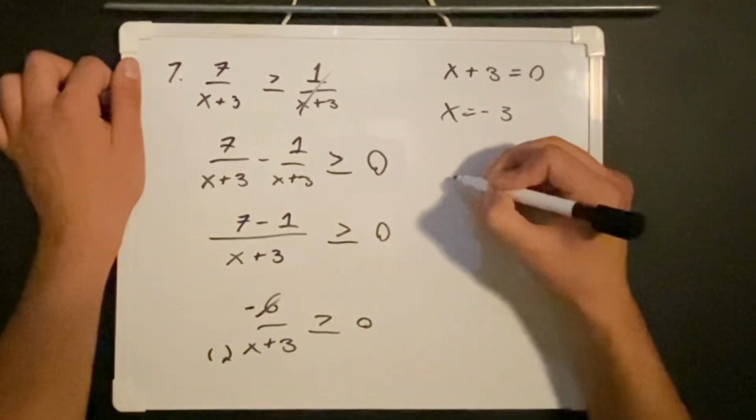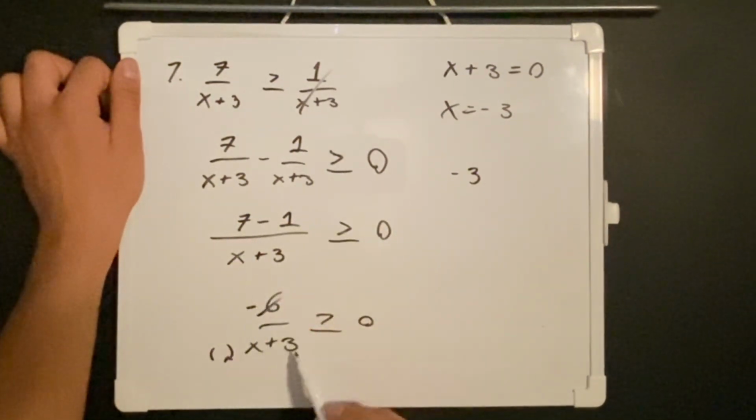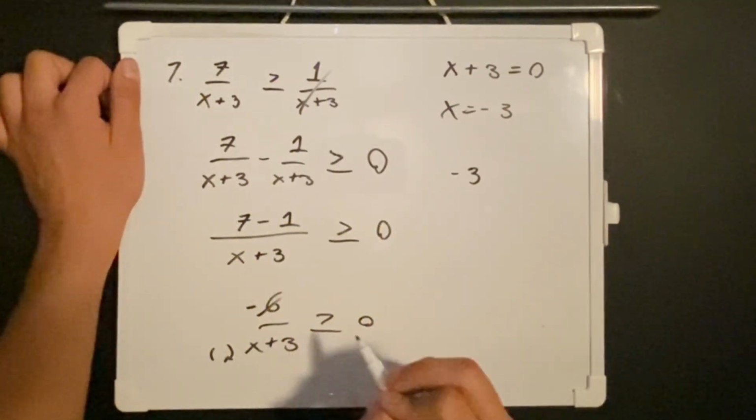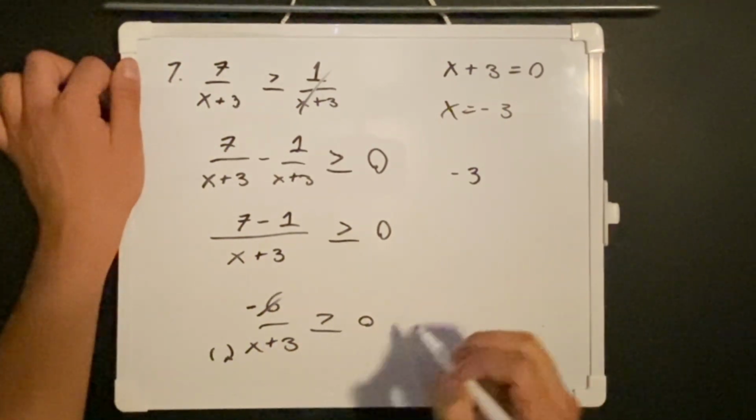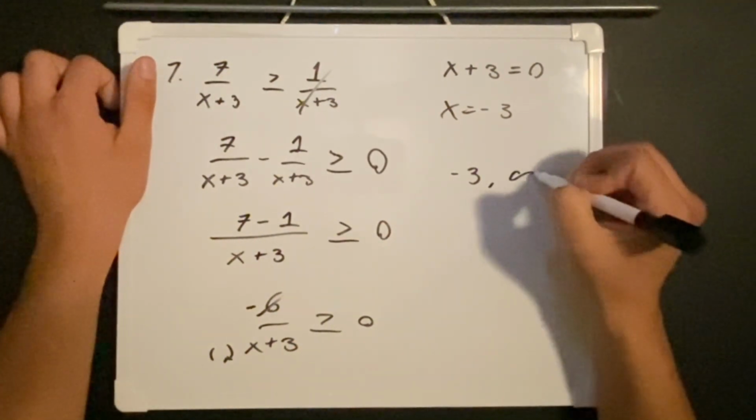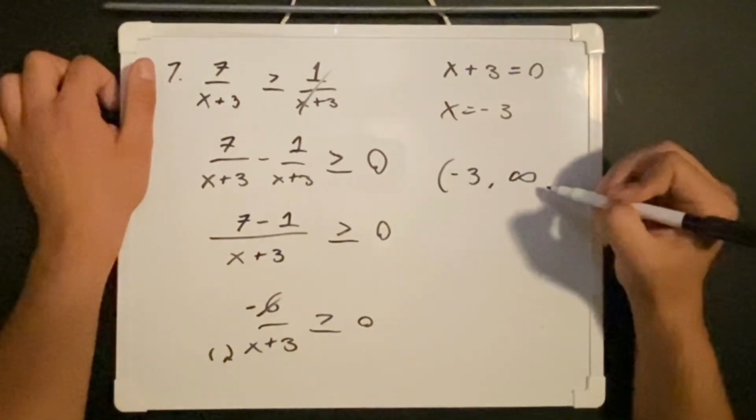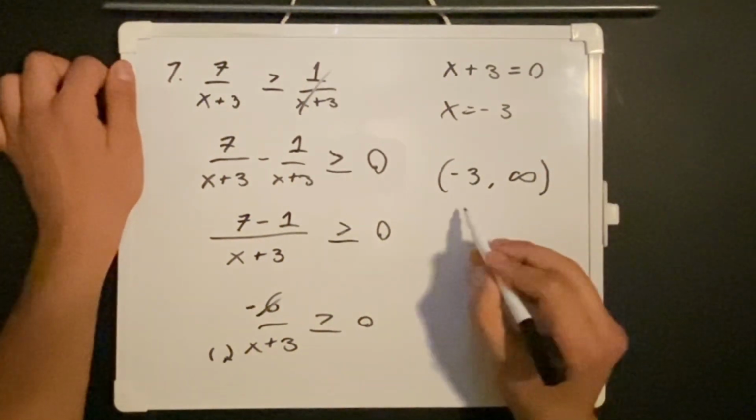-3 will be our least value since, let's see, over here, x will always be greater than or equal to 0. So what are some values that are greater than 0? Infinity. And this is not inclusive, and automatically infinity is also not inclusive. That's how you solve it for interval notation.